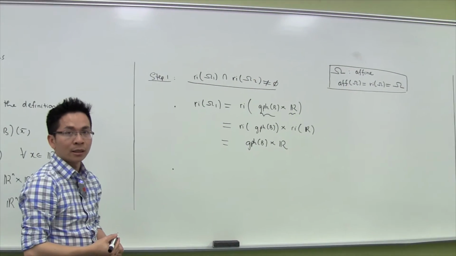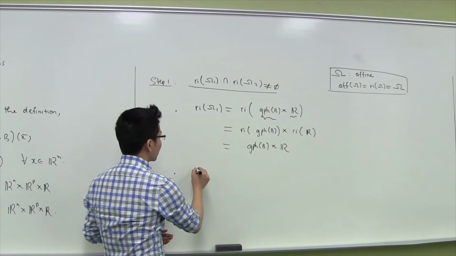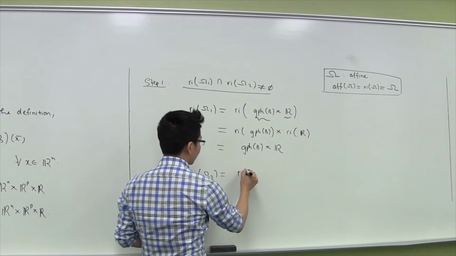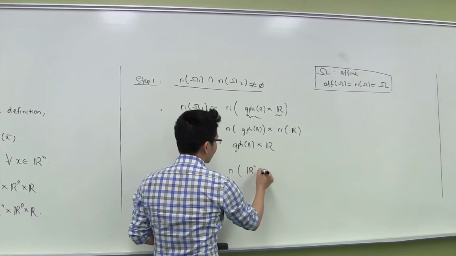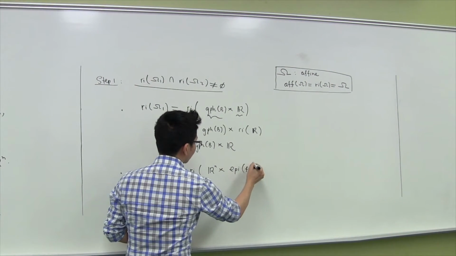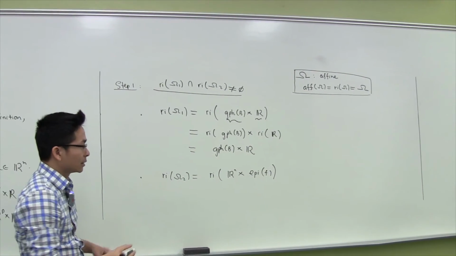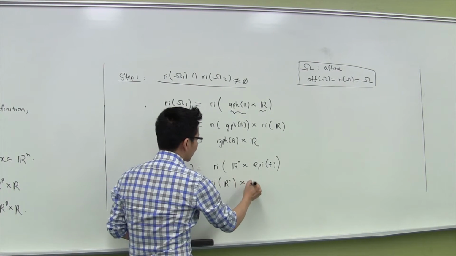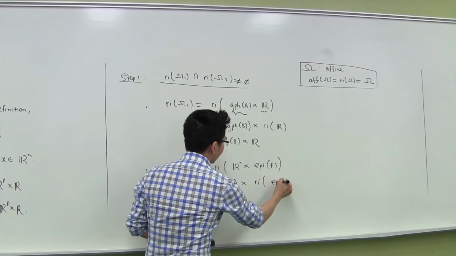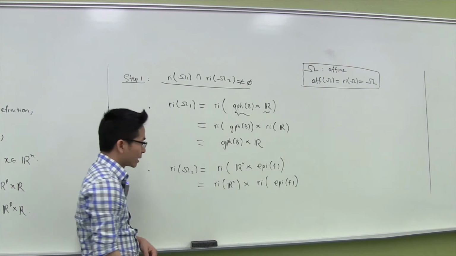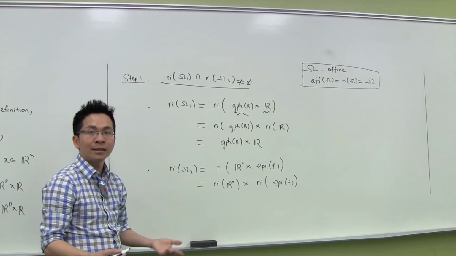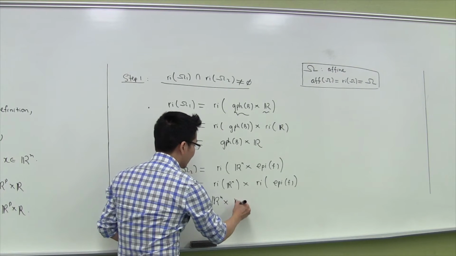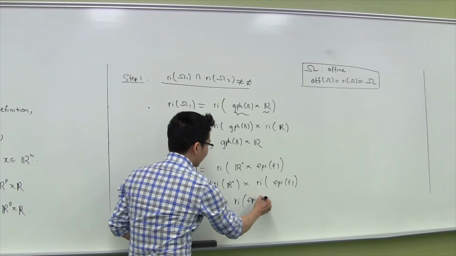Now let's look at the relative interior of omega 2. The relative interior of omega 2 is equal to the relative interior of Rn times the epigraph of F. Again, this is the same as the relative interior of Rn times the relative interior of the epigraph of F. Now the relative interior of Rn is the whole space Rn, times the relative interior of the epigraph of F.